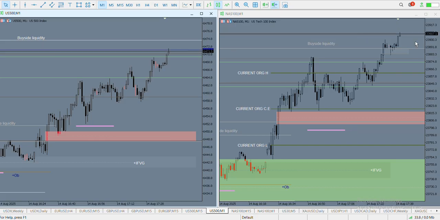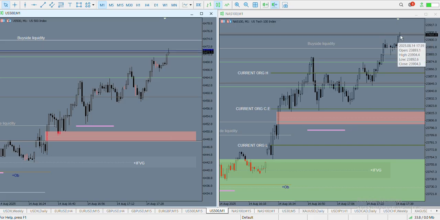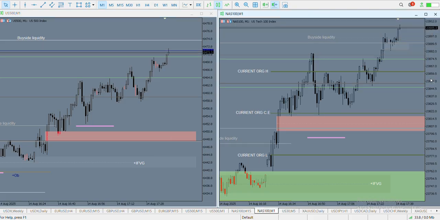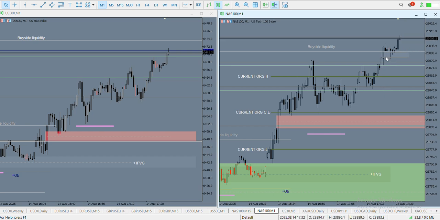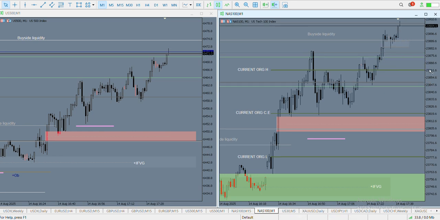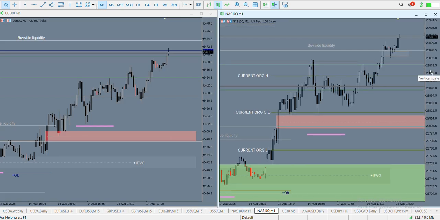So we managed to get into 906. Beautiful. In Nasdaq, that is the midpoint of yesterday's opening range gap. Look at that. Beautiful run higher.